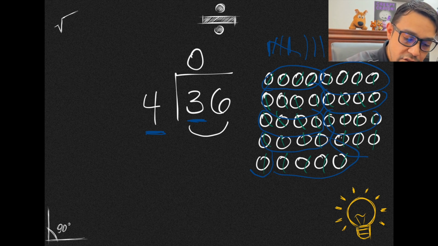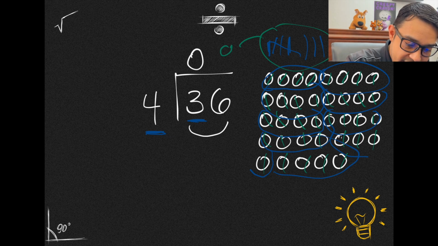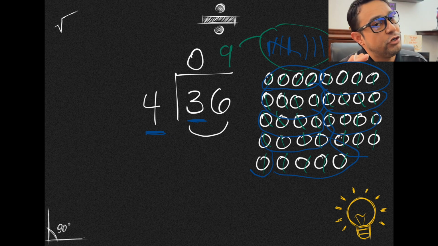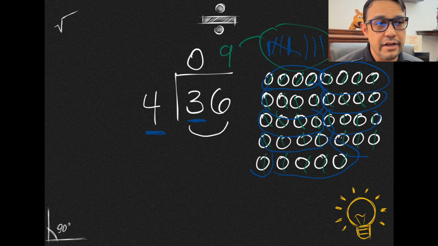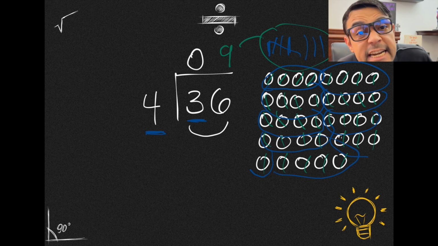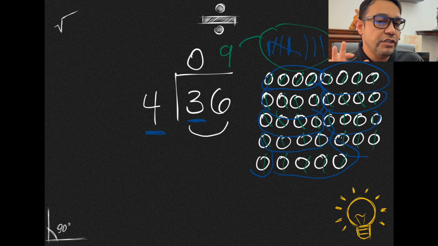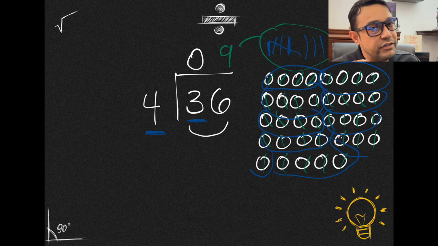So my answer up top is 9. Now, if you knew your facts, you should have already known that. The whole time I was counting, you should have been screaming, "It's 9! It's 9!" But just in case, this is to show you how division works.